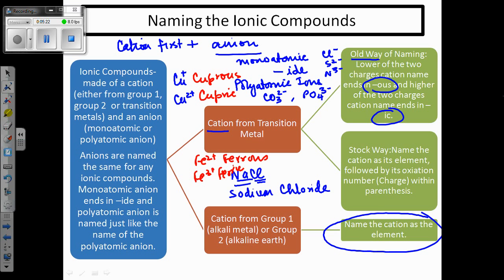In the Stock way of naming it, you simply write the element name, such as copper, and within parentheses you write the charge: copper(I) or copper(II), or iron(II), iron(III).